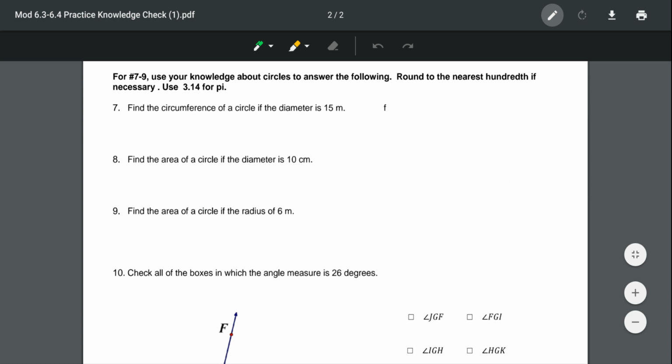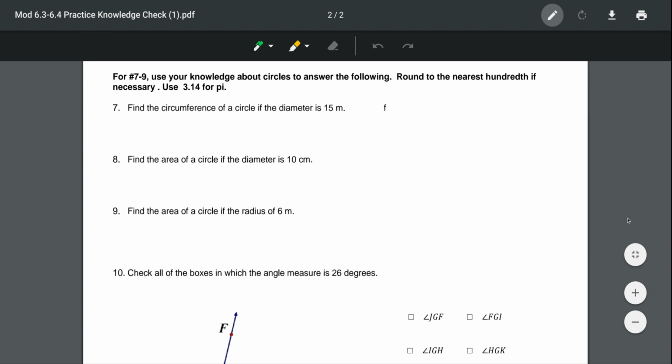This is part 2 or page 2 of the 6.3 to 6.4 practice knowledge check. So on this page, we're going to go over properties of circles, so area and circumference. On 7 through 9, you want to use your knowledge about circles and then round your answers to the nearest hundredth if necessary, and then use 3.14 for pi.